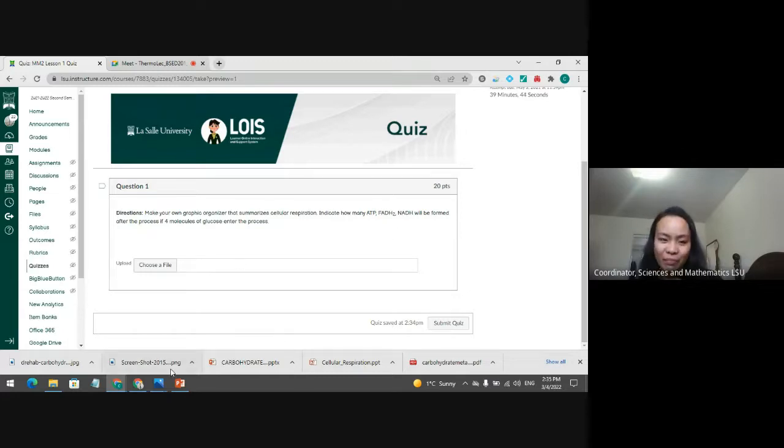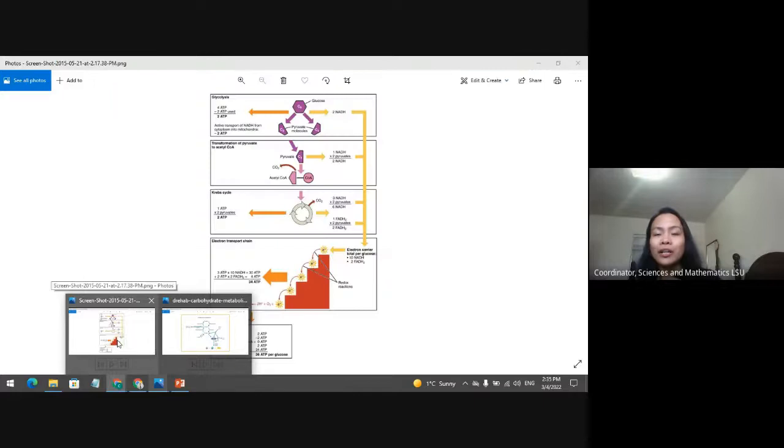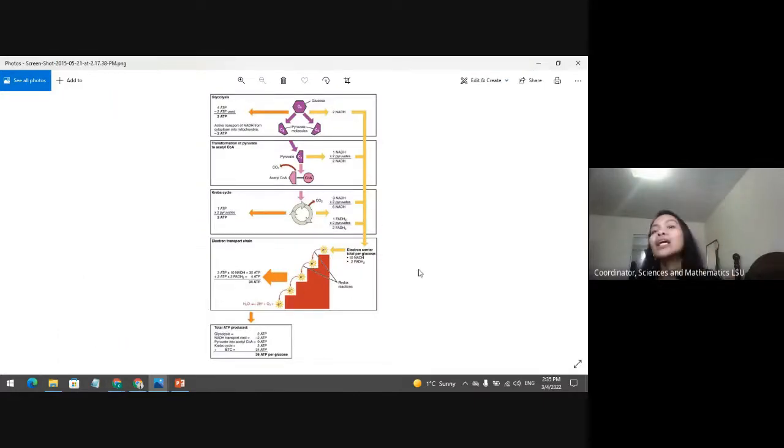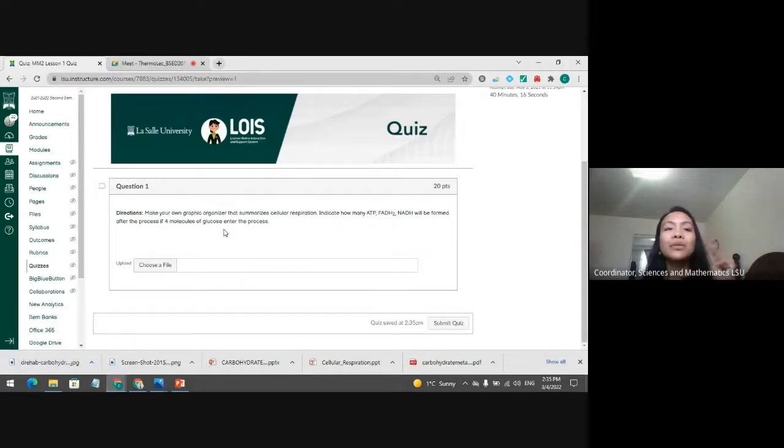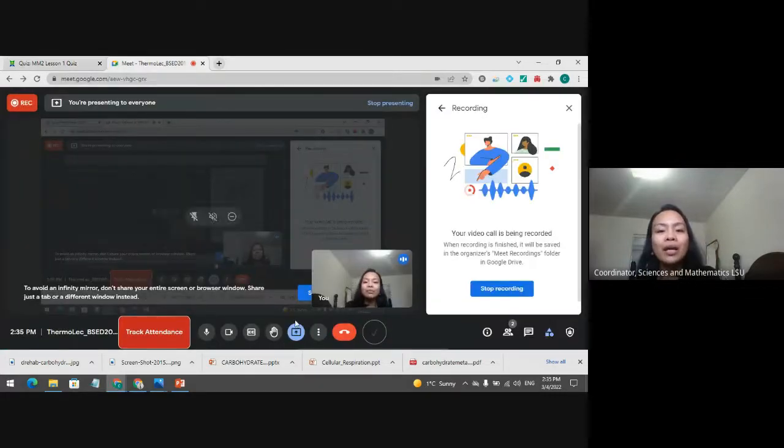Just simply create your own graphic organizer. Just like this one, but not really like this. It will be your own work. Indicate the number of ATPs, NADH, and FADH2. Anyway, they are here in this example: the NADH and the FADH2, the number as well as the ATPs. So take note, it is for 4 glucose molecules.